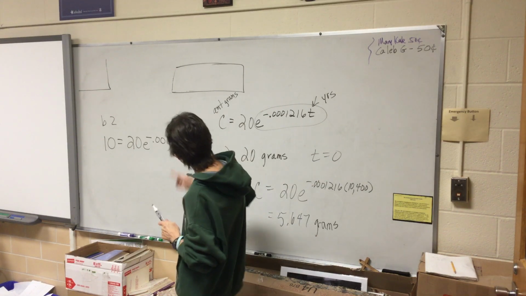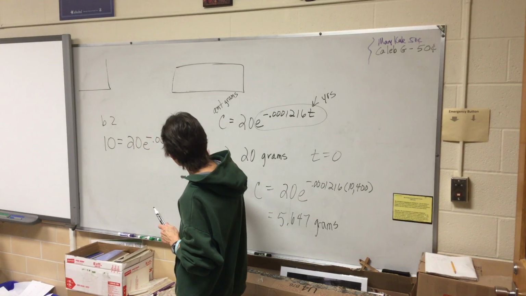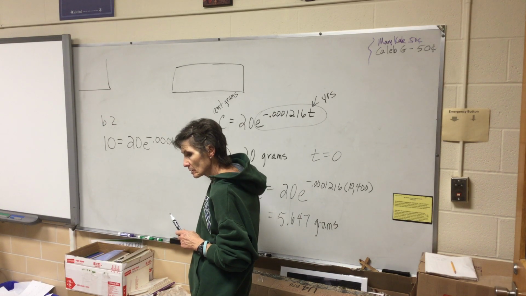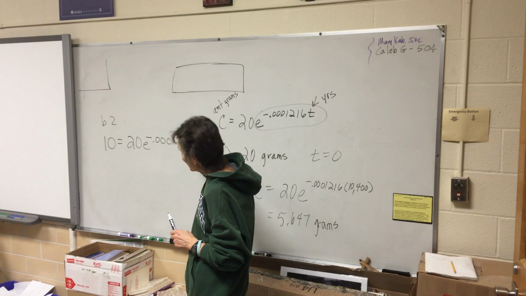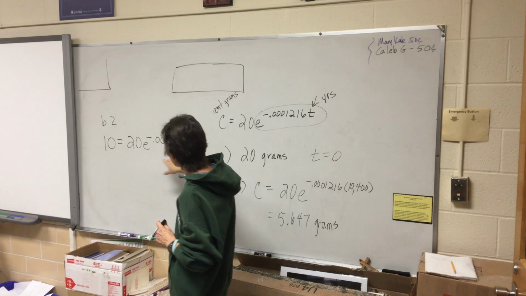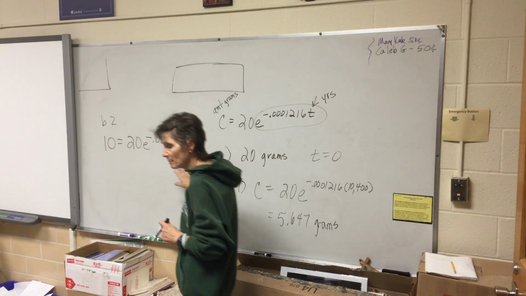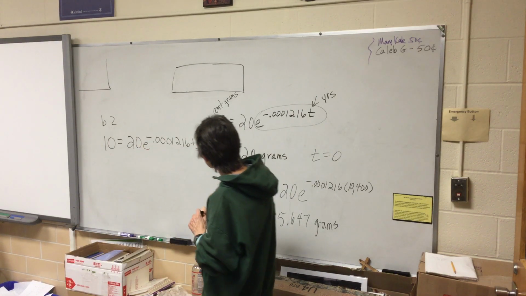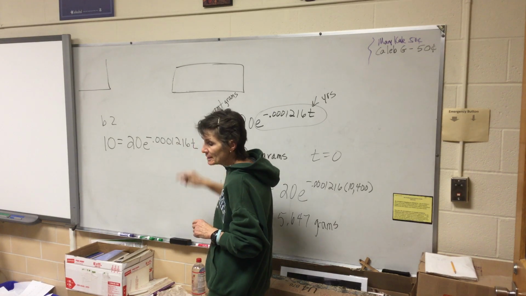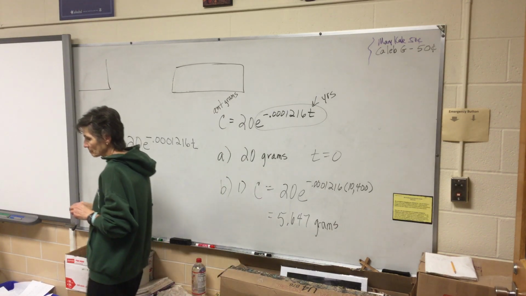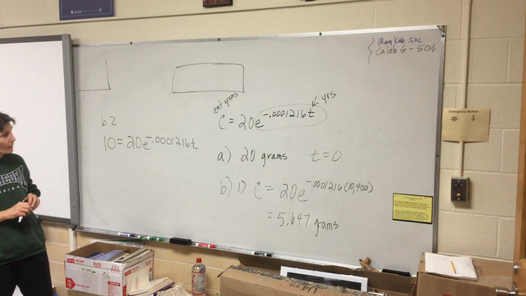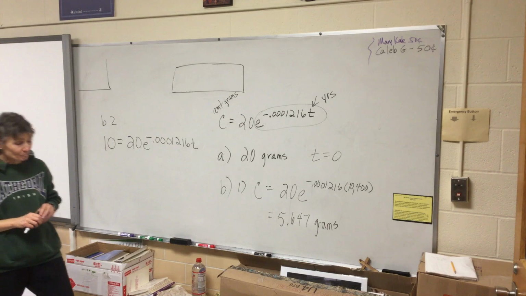Because when your variable is an exponent, unless you can get a common base in your problem, which there is no way in heck we're getting a common base here, you need to use logarithms. When your variable is the exponent, when you have an equation and your variable is an exponent, we're going to use logarithms today.